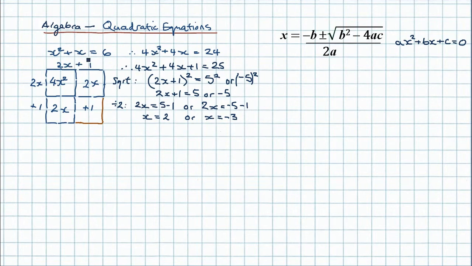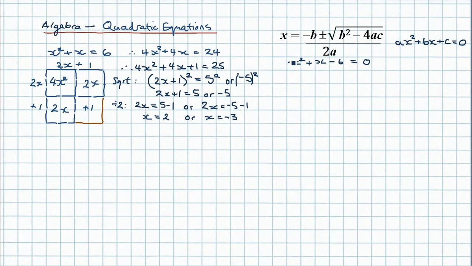We just change this to the right form: x squared plus x equals 6. Subtract 6 from both sides, and we'll get x squared plus x minus 6 on the left hand side, and on the right hand side 6 minus 6 equals 0. Okay, so I hope that's clear.